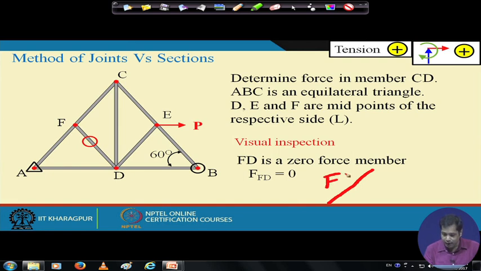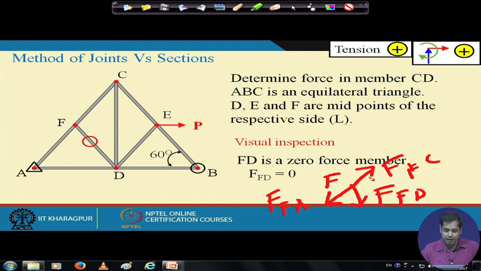This is F, and then on this is FD, and this is FC, and this one is FA, this one is FA. Now, this is the free body diagram of joint F.